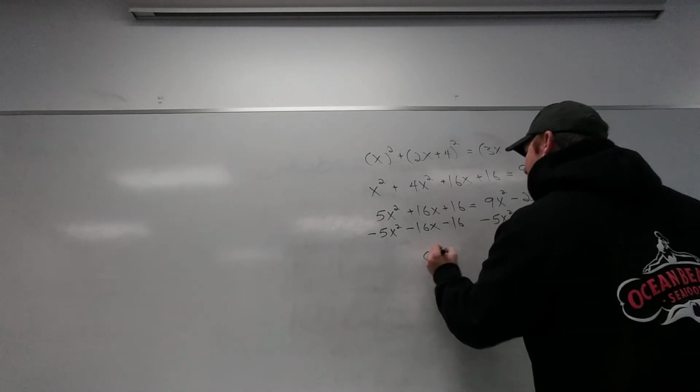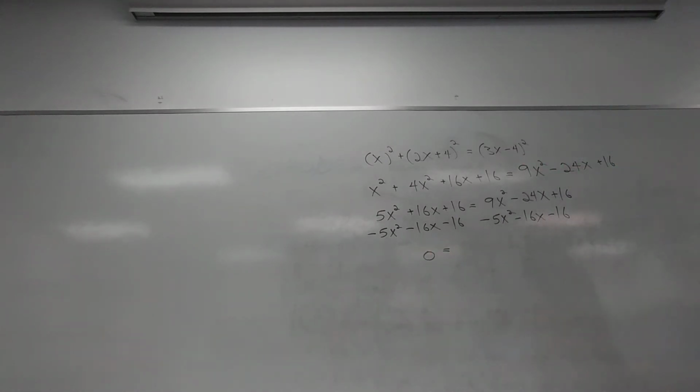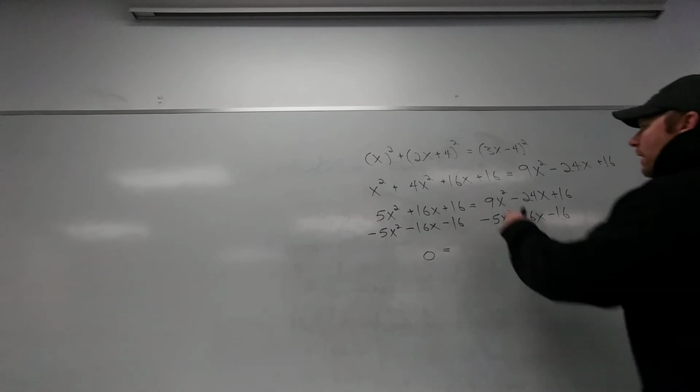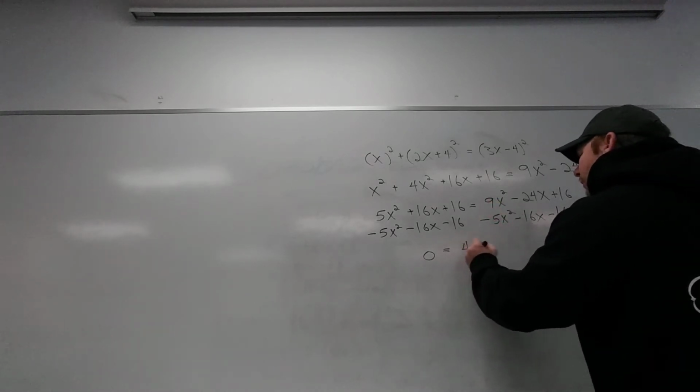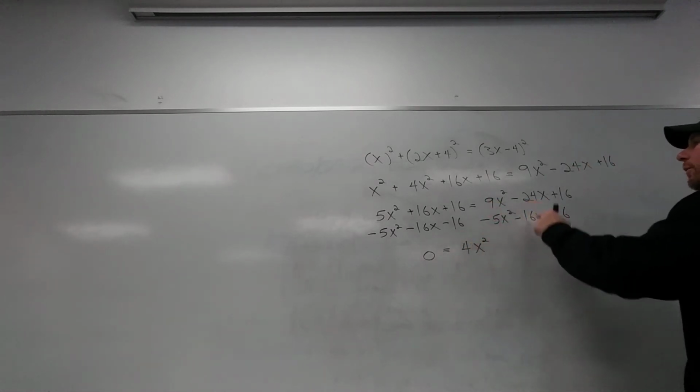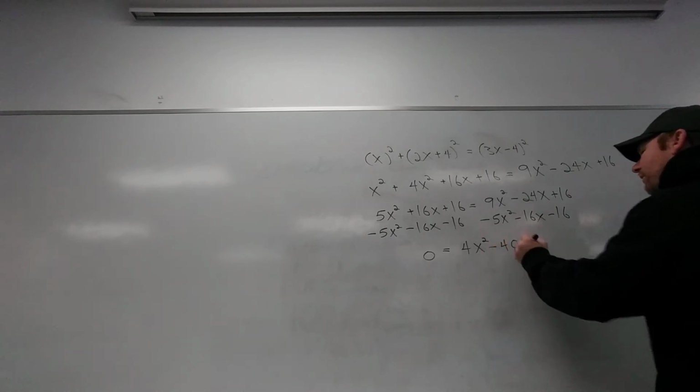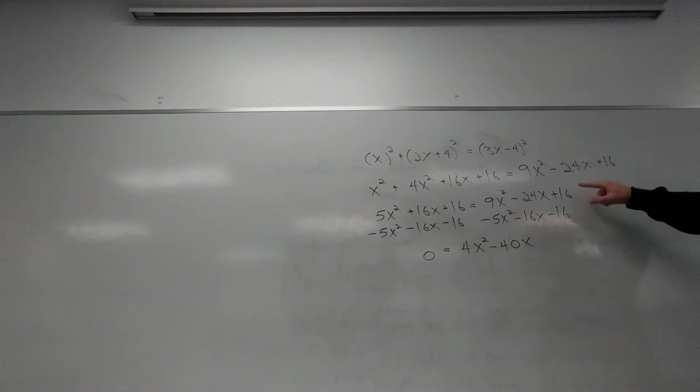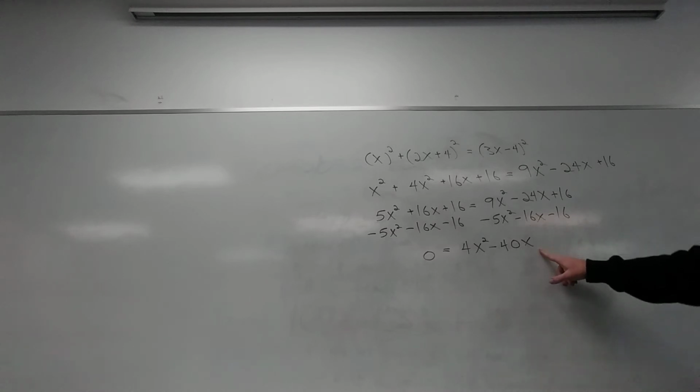So I get 0 on the left, which is what I want when I'm solving a nonlinear. You want it to be compared to 0. 9x squared minus 5x squared is 4x squared. Minus 24x minus 16x is minus 40x. And this is a nice little treat. 16s cancel completely, so now I don't have a trinomial.